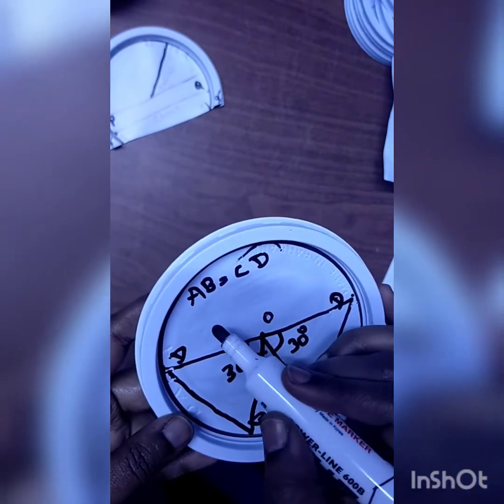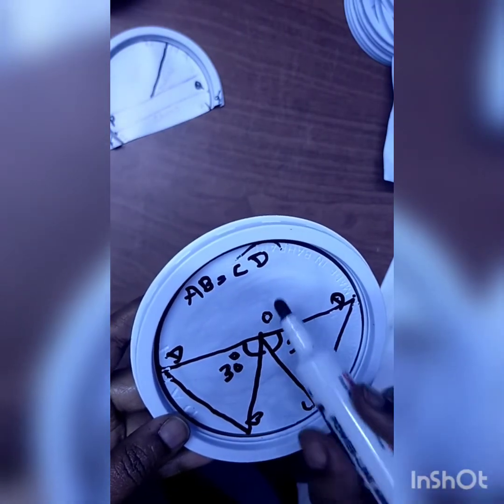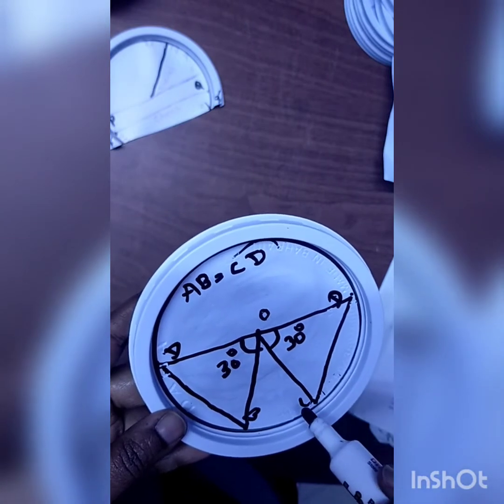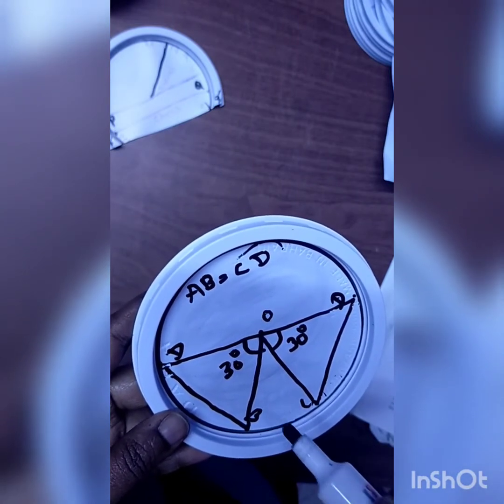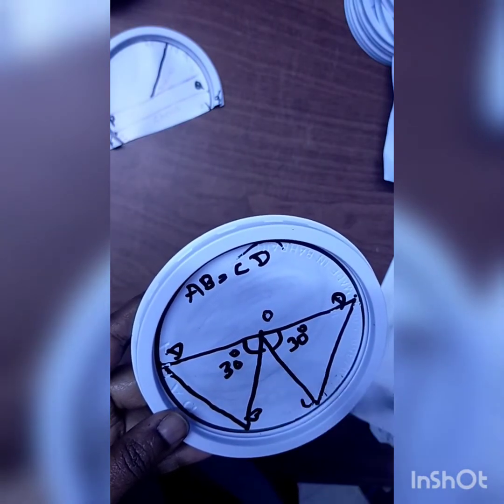So what is the theorem? Equal chords of a circle subtend equal angles at the center.